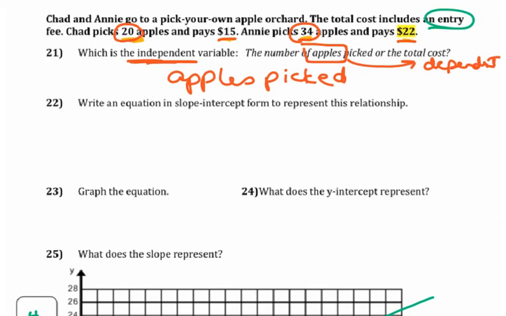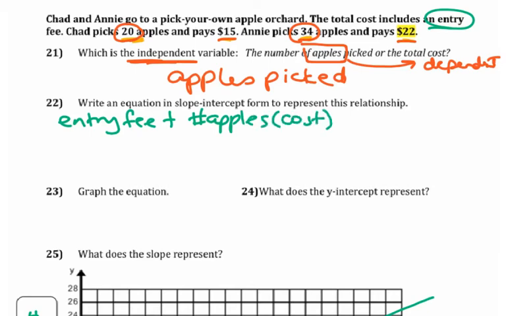So the equation is going to be the entry fee plus the number of apples times the cost of them. And that's going to equal the total. So thinking about your story problem in this way and thinking about the things that go into making that total, that helps us get to where we need to be. Now, if you look at this, how can I figure this out? So again, think back to what we've learned earlier in the lesson, point-slope formula.